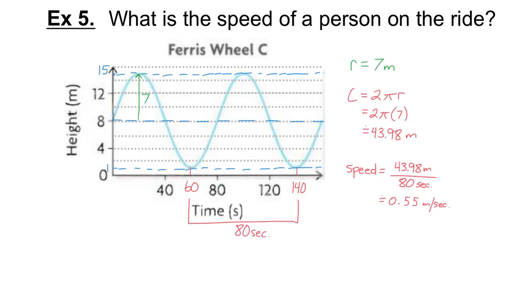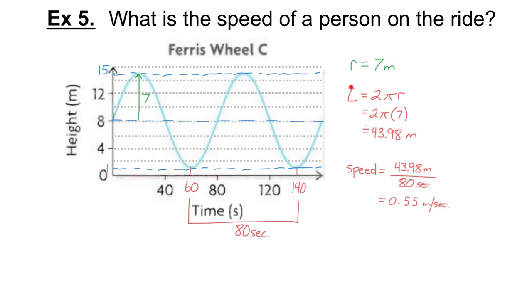You can do a little bit of an analysis. The central axis is y equals 8. The highest value is 15. The lowest value is 1. That means the amplitude is 7. From 8 up to 15 is 7 units, or from 8 down to 1 would be 7 units. So either way, the amplitude is 7. That's the radius of this Ferris wheel.